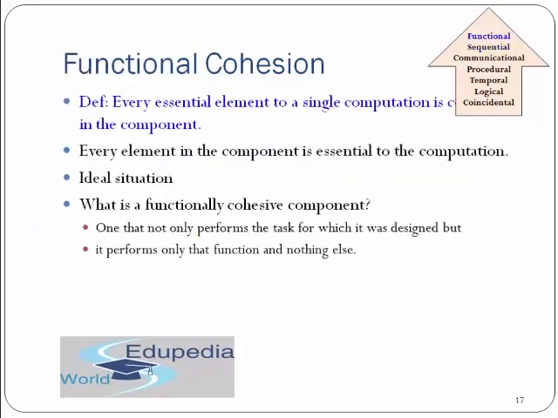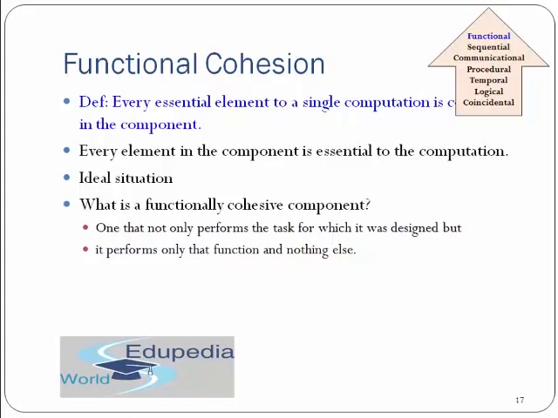Let's move forward to functional cohesion. It says that every essential element of a single component is correlated in the component. So that means every essential element is in a single computation. Let's say a simple computation is an example where you need to perform some addition.